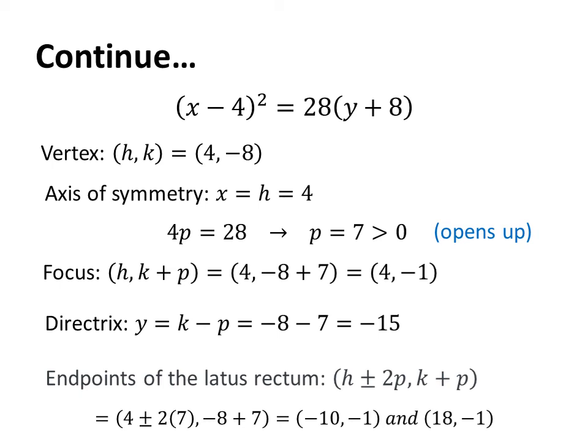It follows that the vertex is (4, negative 8). The axis of symmetry is x equals 4. Since p is equal to 7 and greater than 0, the parabola opens up. The coordinates of the focus are (4, negative 1). The equation of the directrix is y equals negative 15. The endpoints of the latus rectum are (negative 10, negative 1) and (18, negative 1).